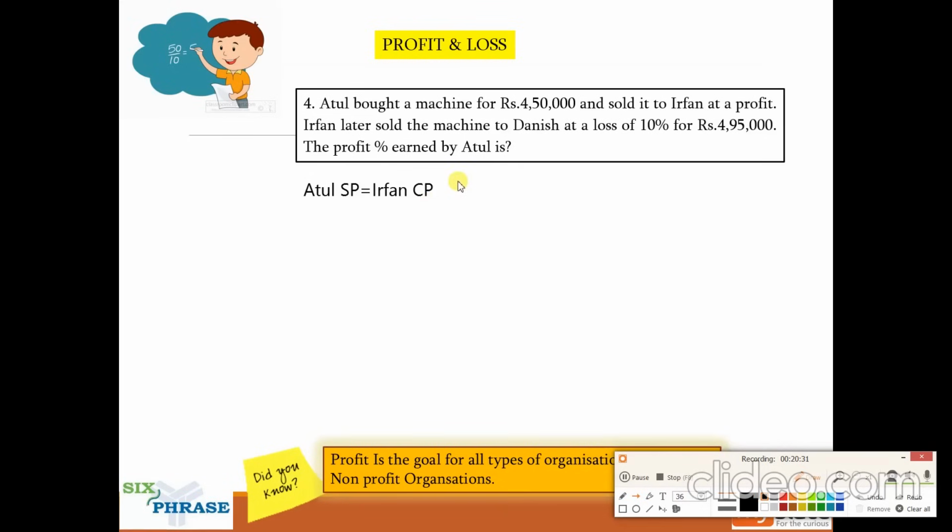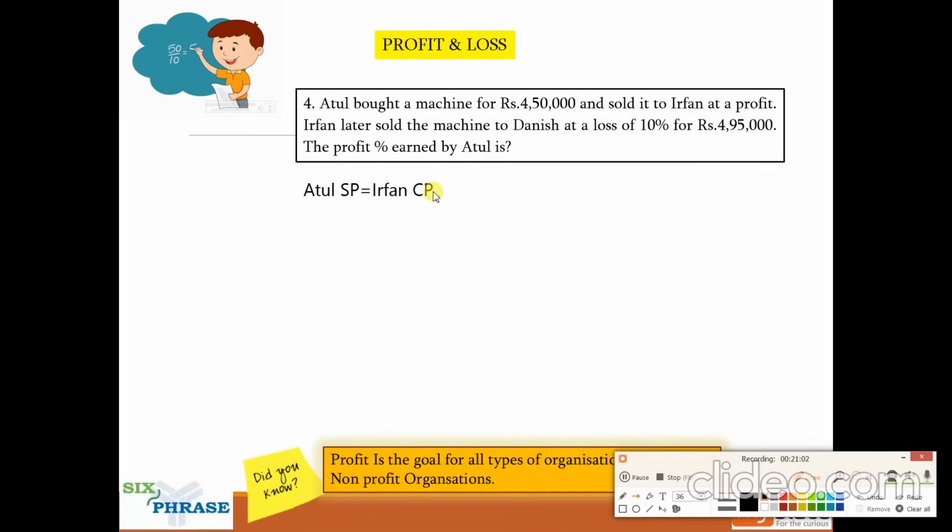Now what does Irfan say? It also says Atul bought a machine for 4,50,000 and sold it to Irfan at a profit, which we are going to find. But that is Irfan's CP. When Atul is trying to sell it to Irfan, Irfan is trying to buy it, so it is Irfan's CP. Now, Irfan later sold the machine to Danish at a loss of 10% for 4,95,000.